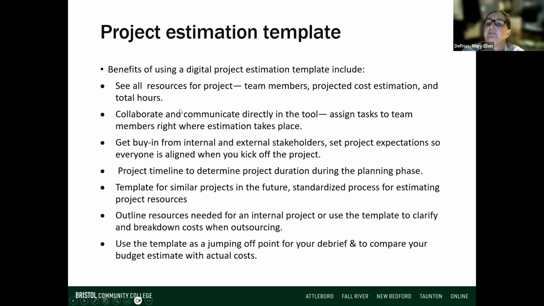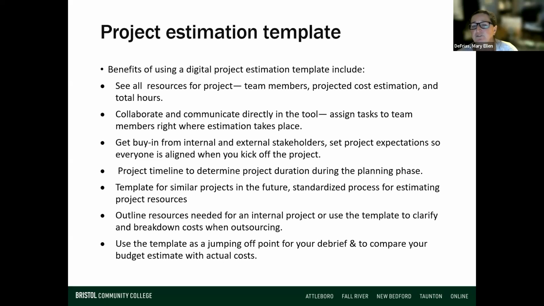Now, if this is going to become a large part of your business, then there are digital tools that you can use that will help you come up with estimates. If you need to have team members, I would definitely suggest that you get some sort of template. If it's just a simple thing, you can probably just keep track of it on an Excel spreadsheet. But you want to be able to see all the resources you need for the project.